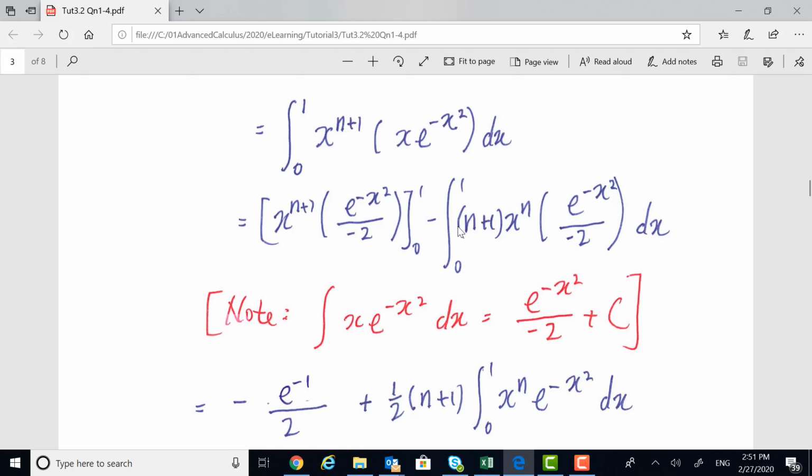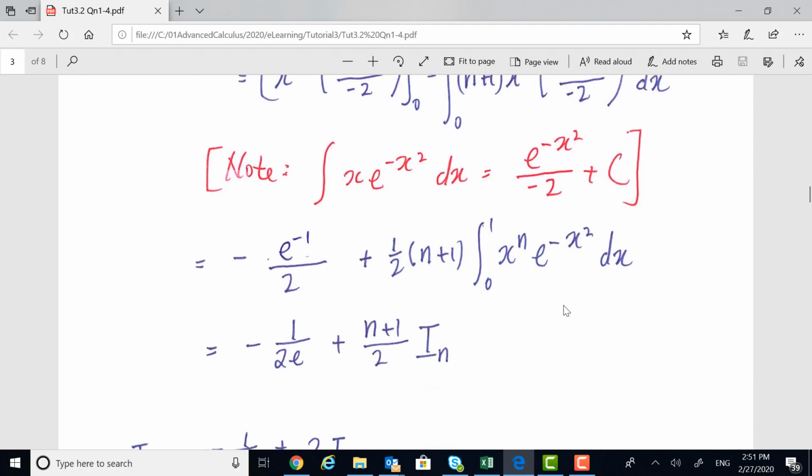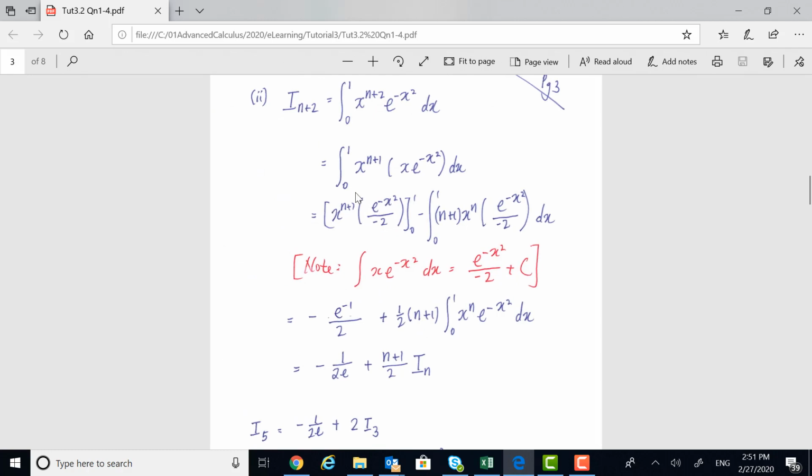Then over here, minus and minus gives you a plus. Then n plus 1 and the 2 gives you this expression here. And then whatever remains is just x to the power of n e to the power minus x squared, you can see. And then again, you realize that this one is just your I of n. So I have successfully proven what the question wants me to do, and that's to show that I of n plus 2 is equal to this.